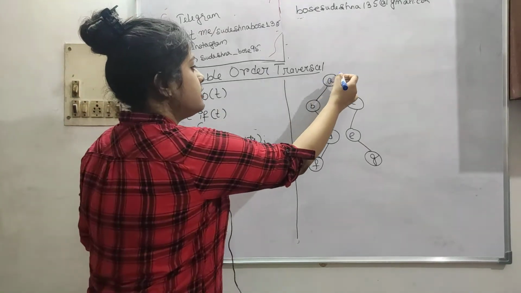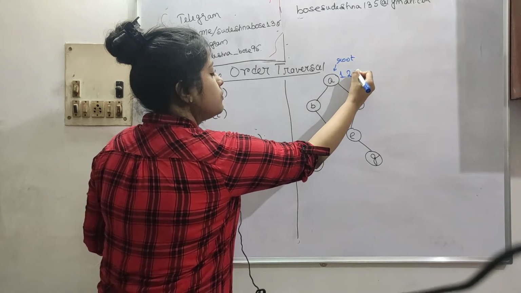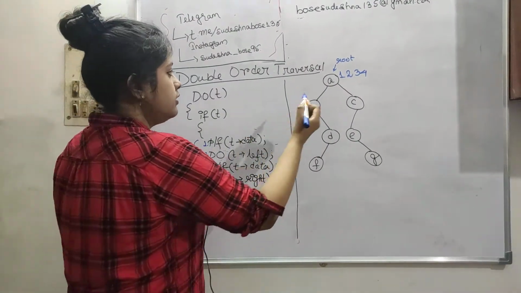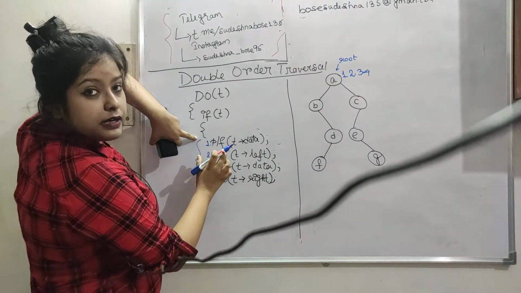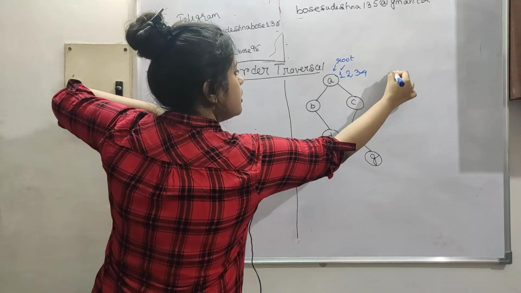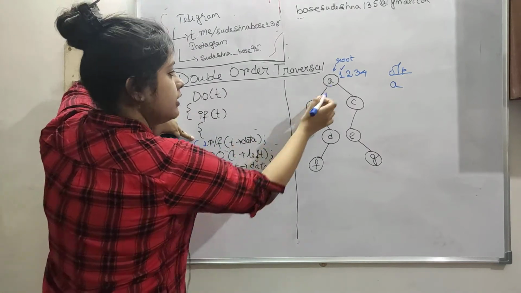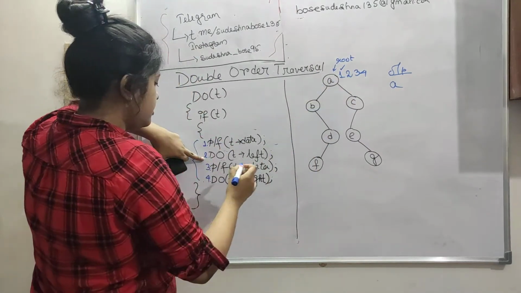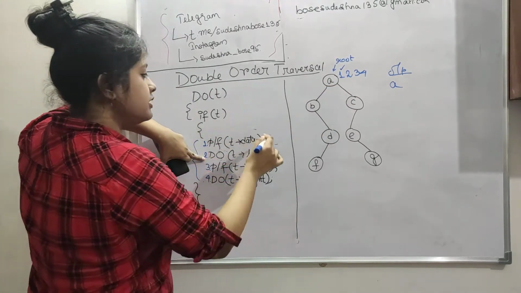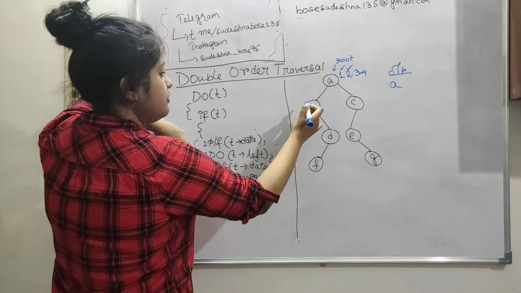For the first root node, remember this is the root, we will point out 1, 2, 3, 4, all the lines here. First, number 1 means printf T arrow data, we have to print, so let's say this is our output. T arrow data is printed. So 1 is done. Now number 2, DO T arrow left, we have to go left and do this again.